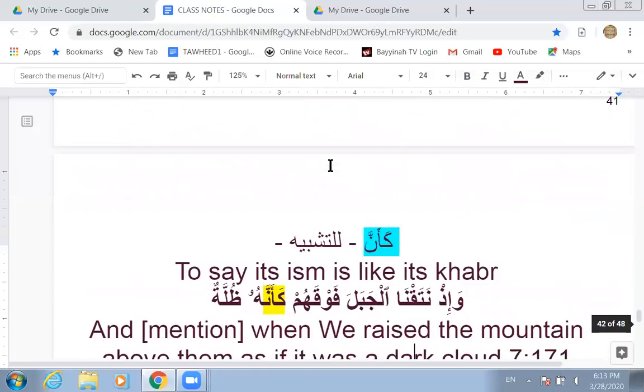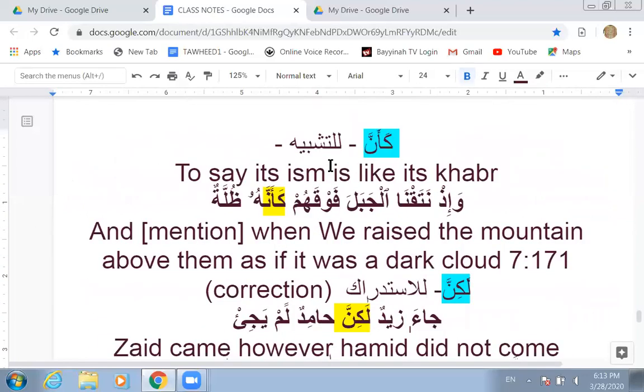Next is ka'anna. Ka'anna is used for tashbih, to say that something is similar to something else. Like ka'annahu zullatun. Ka'anna is the harf of nasab, the hu becomes the ism for it, and zullatun becomes the khabar for it.